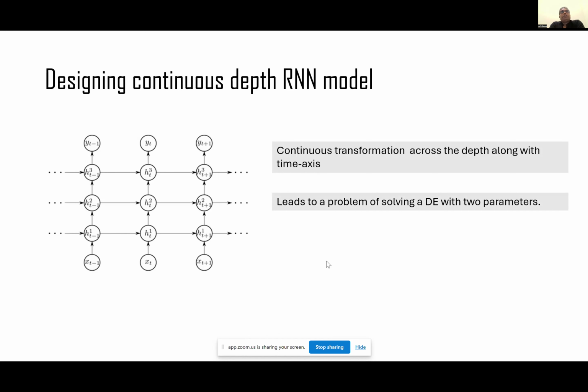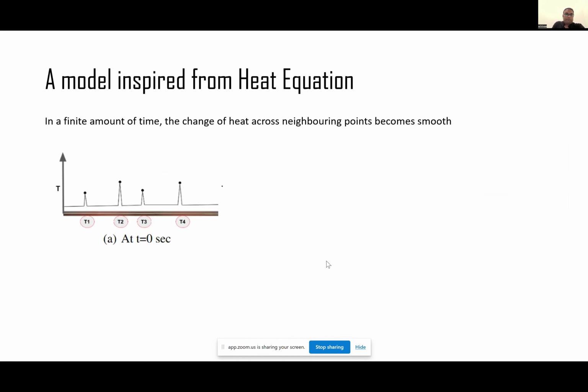If you look from the perspective of a differential equation, it leads to the problem of solving a differential equation with two independent parameters. So this is like solving a PDE, a partial differential equation. We posed the problem as solving a partial differential equation, and we looked into the literature on partial differential equations, at what numerical methods exist for PDEs, and we applied those methods to solve this problem.